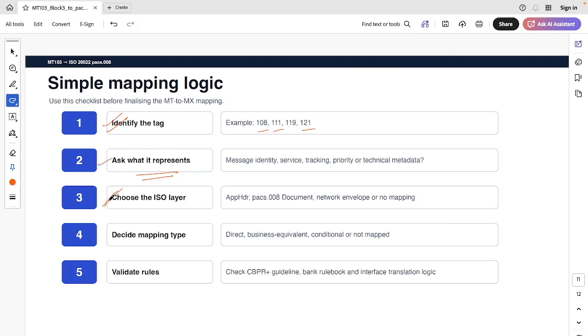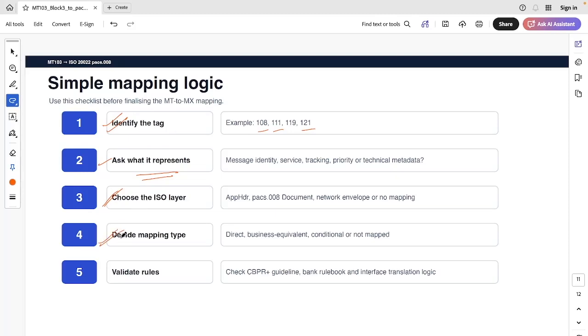Step 3 is choosing the correct ISO 20022 layer. So information may belong to your business application header. It may belong to the document. It may belong to the Swift transfer envelope, or nowhere in the resulting XML format, because the function is managed through configuration.